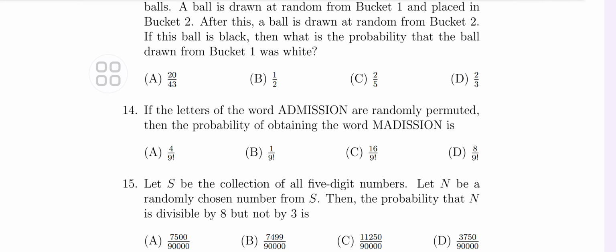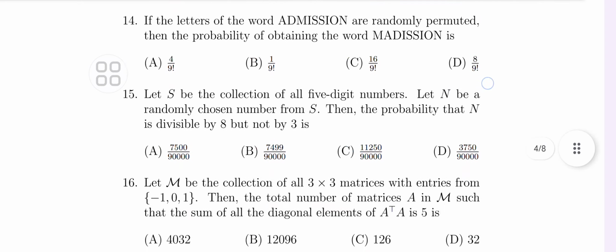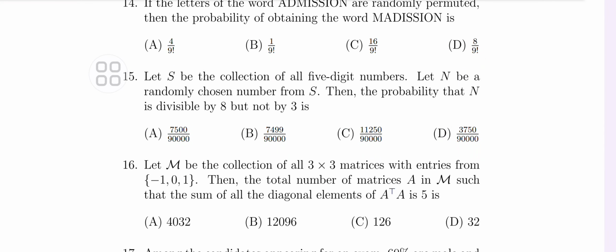Now the next question. Let S be the collection of all the 5-digit numbers. Let N be a randomly chosen number from S. Then the probability that N is divisible by 8 but not by 3. So this is a big question. How will we solve it?